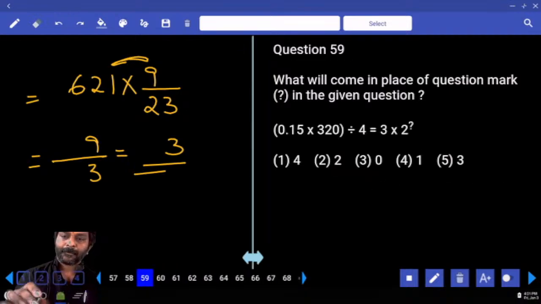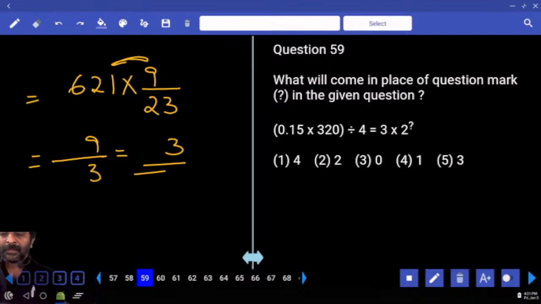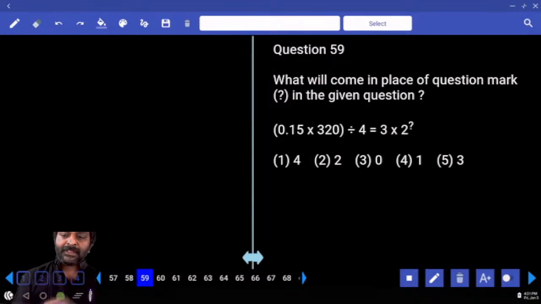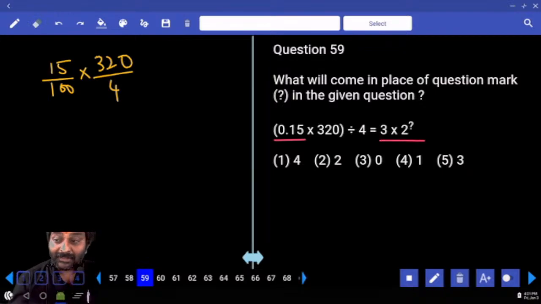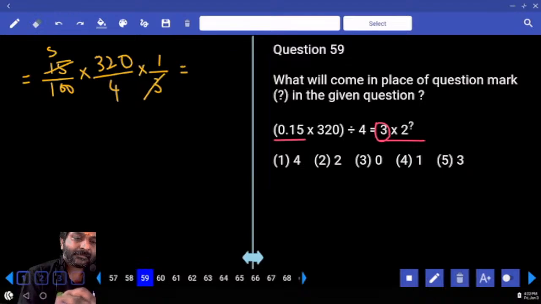Come on. 0.15. Can I write it as 15 by 100 divided by is equal to 3 into 2 power x, correct? Right hand side 3 comes to the left hand side denominator. Do you have any problem? Okay. This must be written as 2 power something. Okay?